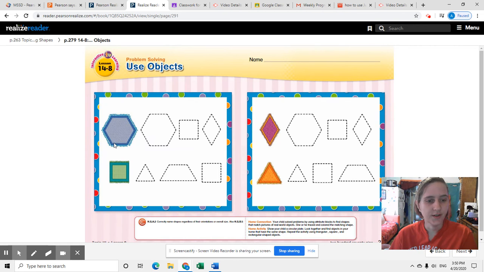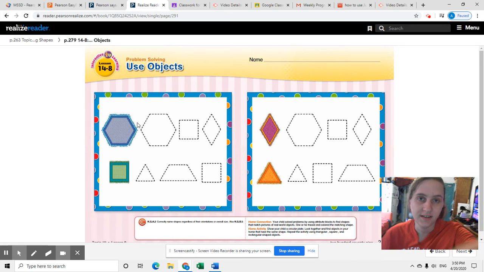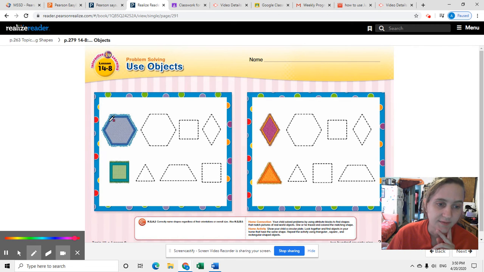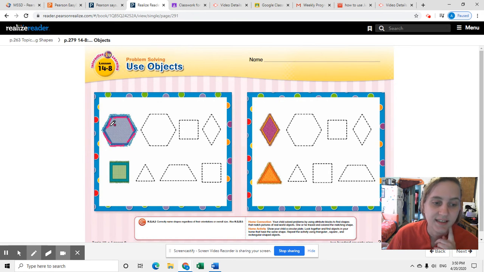So you're going to see these rugs, like this rug right here, and it has a shape. So what you're going to do is find the shape that matches and trace it. All right? So pay attention to the sides. If I count the sides on this one, I get 1, 2, 3, 4, 5, 6. It has 6 sides, and I know that a shape with 6 sides is called a hexagon. Very good. So when I come over here, I look for another shape that has 6 sides.